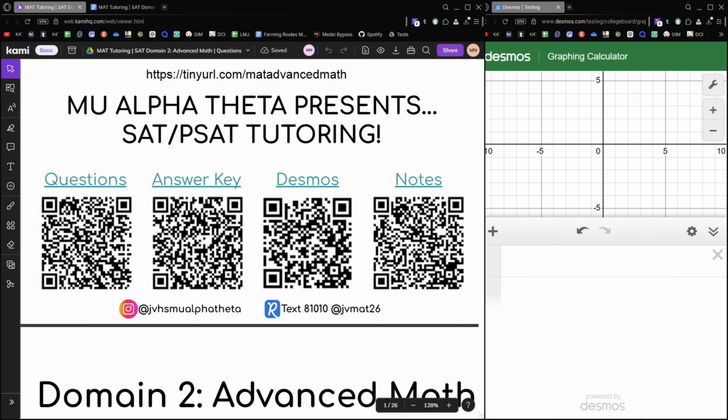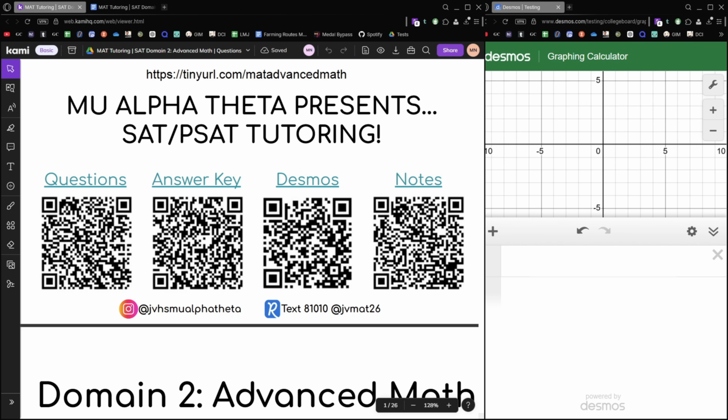In this video, I'll be going over Domain 2, which is Advanced Math. You can type in the link at the top of the screen for the slides, but I'll also leave it in the description. Real quick, there are also QR codes to different resources you can use. Of course, the questions and answer key are on the left.